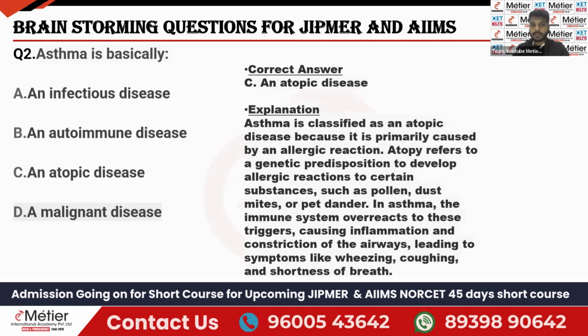What is atopic? Primarily asthma is an allergic reaction. So overreaction of allergic reaction is called asthma, right? Atopy in the sense is a genetic predisposition to develop allergic reaction. That means our body's genetic material is already arranged by birth itself to overstimulation by some allergic substance.